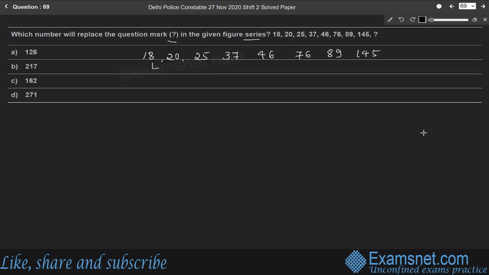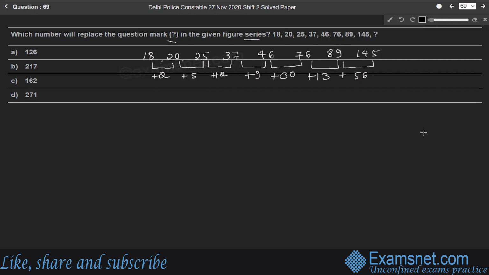So the difference between the first two numbers is 2, whereas the second and third number difference is 5. The third and fourth difference is 12, right? The fourth and fifth number difference is 9. And the next difference is 30. The next difference is 13. And the next difference is 145 minus 89, which is 56, right? So when these numbers are added to the previous number, we will get the next number, right?